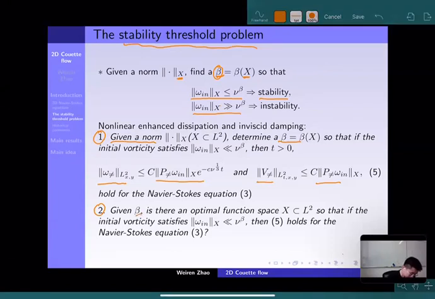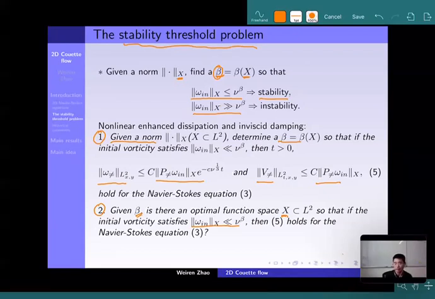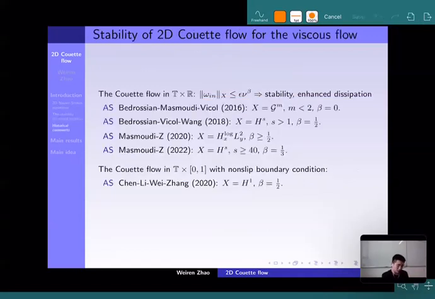The first one says that you have the space, find the beta. For the second one, now you have the beta. Let's try to find the space such that if the initial data satisfies the smallness condition connected to this space and beta, then the enhanced dissipation and the inviscid damping hold. So you can almost regard these two problems as the same, but it's a more precise version of the stability threshold problem. Okay, then let's review some previous work.